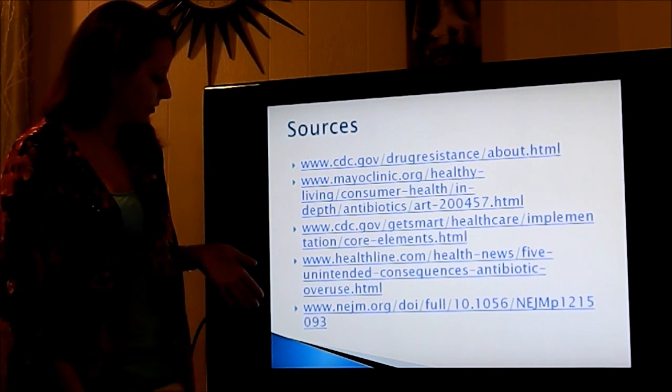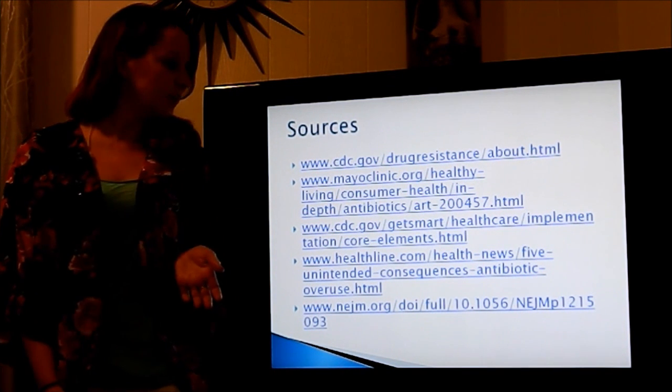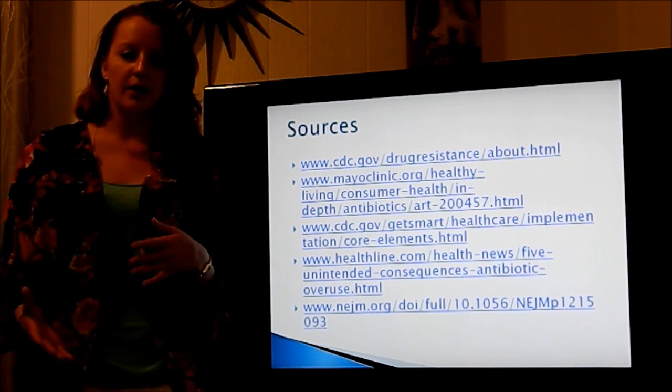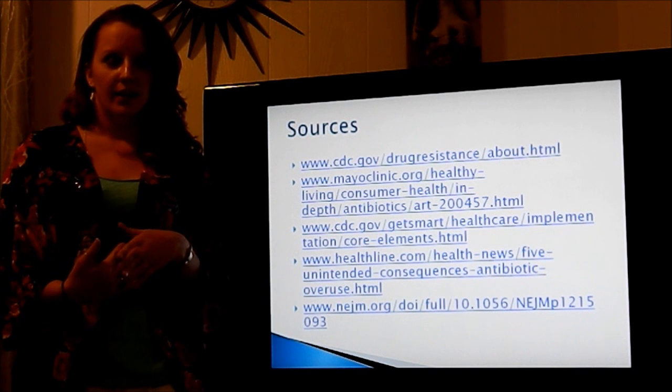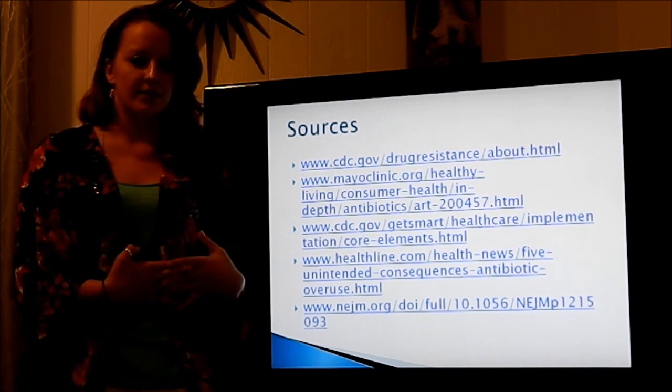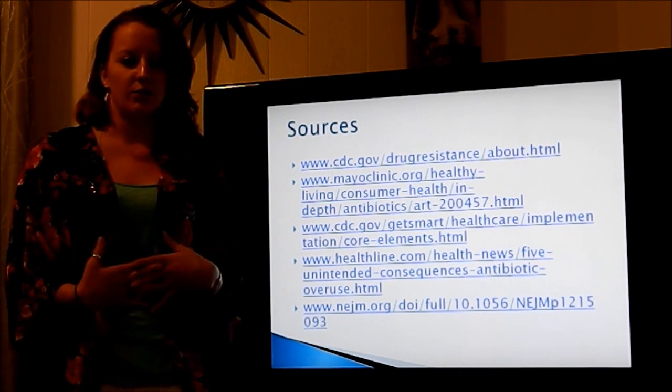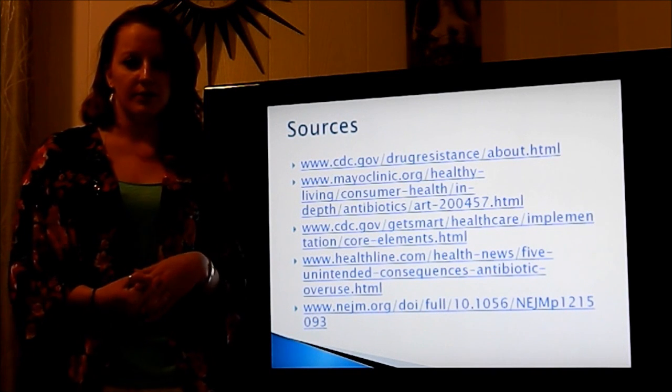And these are the sources where I found my information. From researching antibiotic resistance, I learned that with education and with better antibiotic practices, we can greatly slow down the progression of antibiotic resistance.